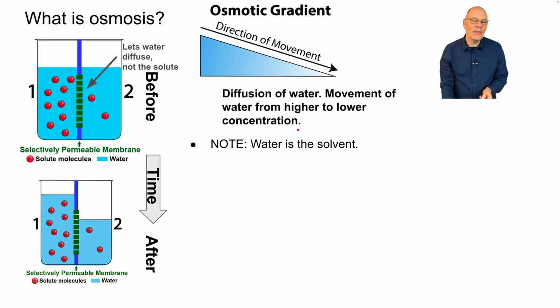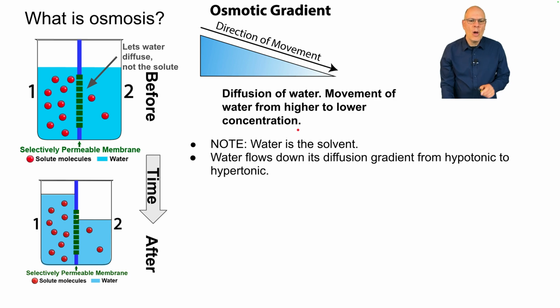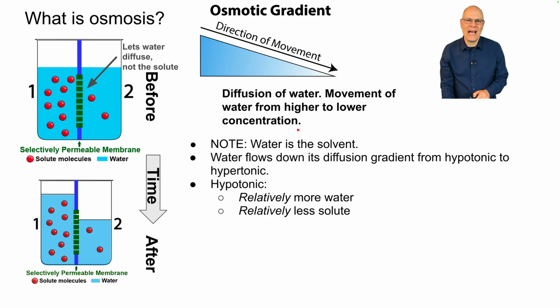Water is the solvent of life, so we have to pay attention to how it moves. Water flows down its diffusion gradient, just like everything else, from hypotonic to hypertonic. Those are essential terms to know. Hypotonic means relatively more water and relatively less solute. And these terms are not absolute. They're always relative to another solution.